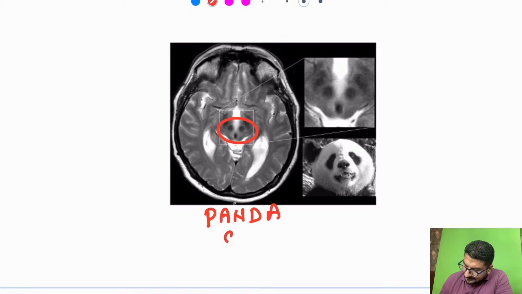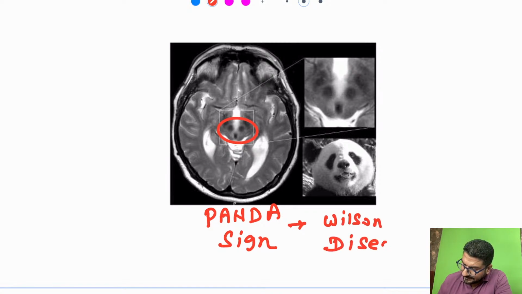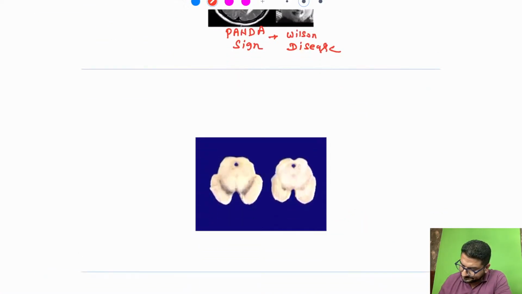Now see, I told you about the panda sign in the Gallium scan also. So where do we find the panda sign in a Gallium scan? Sarcoidosis. But the panda sign in MRI you will see in a patient of where? Wilson disease. So a Wilson disease patient can also develop secondary Parkinson's, right? So this is about your panda sign.